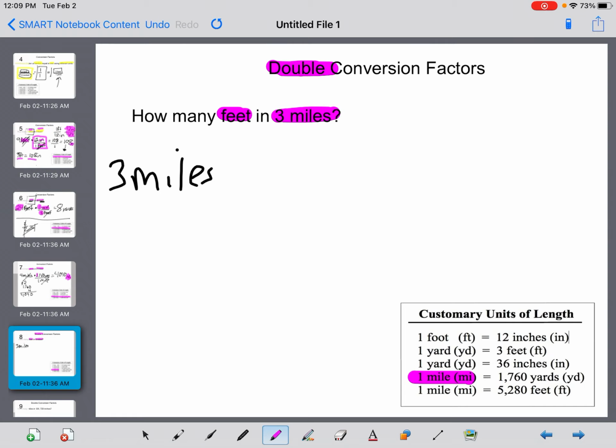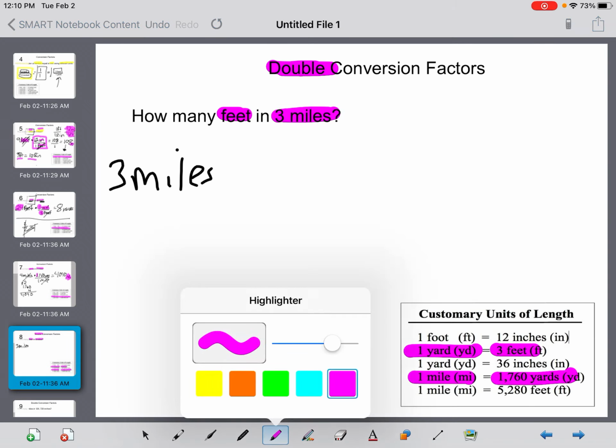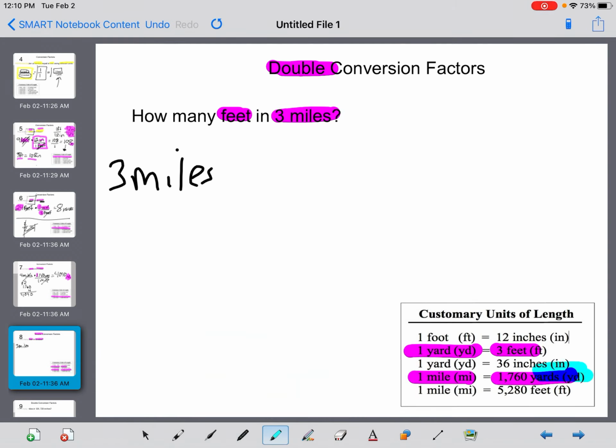But now grade 7, when I look at my chart, here's my miles. I don't have anything that tells me 1 mile equals so many feet. I don't have that, right? Here's my feet. I'm not told how many feet equals so many miles. So this is where I have to do a double conversion. First, I'm going to make my miles into yards, and that's going to help me because then I can make my yards into feet. So I'm really just going to do 2 steps.